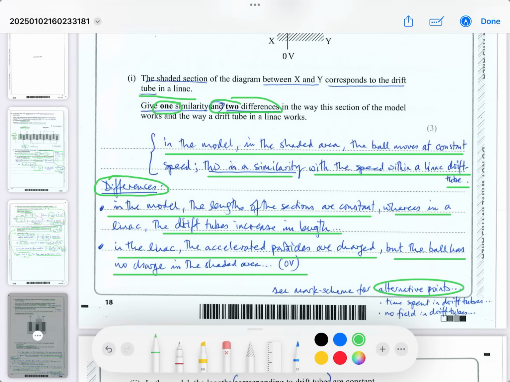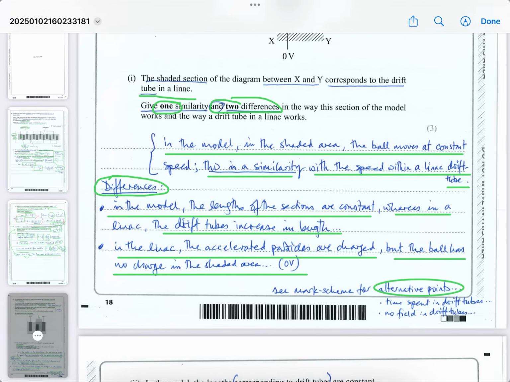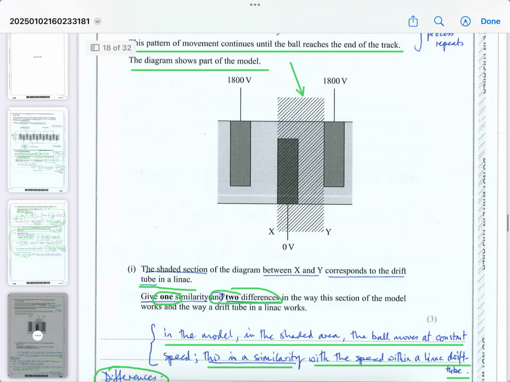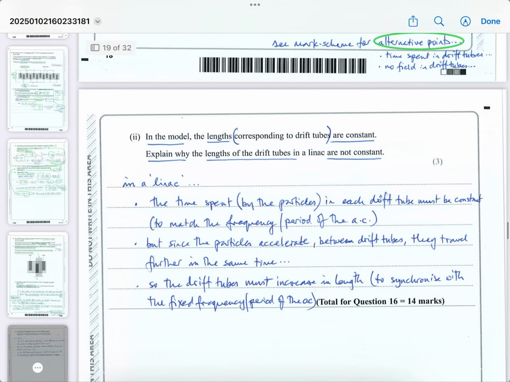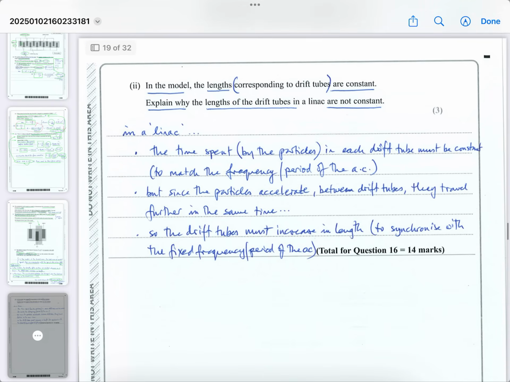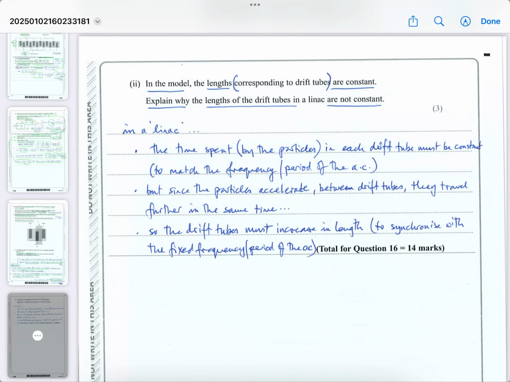Yeah? There's no field in the drift tubes. The field is only between the drift tubes in a LINAC. Whereas in this model, there's electric fields all the time. Yeah? So it's a good way of thinking. Models are a great way of thinking, but models are not always correct. They're just sometimes useful. And I think that's a very good way of remembering that models are not always correct. They're just used to give you a better understanding of how things work and how to think about things.